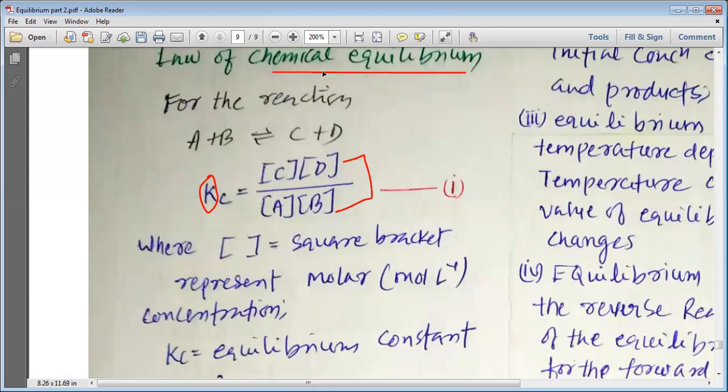This ratio is constant at equilibrium. This is what is known as the law of chemical equilibrium. And this constant value of this ratio is known as the equilibrium constant. I hope now it is understood.